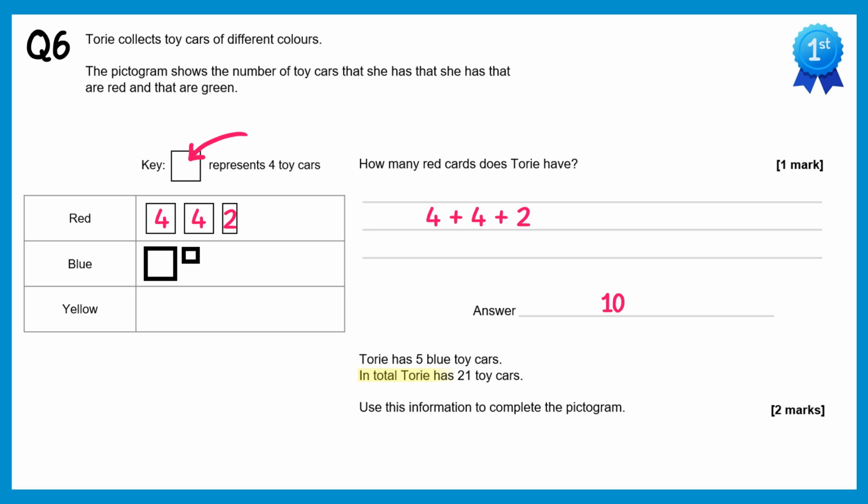Now we know that there are 21 cars in total, 10 of those were red, and 5 of them were blue. So if we do 21, take away the 10 red, take away the 5 blue, we end up with 6. So there must be 6 yellow cars. So if we draw 1 square, that's 4, and then we need half a square because we need 2 more to make 6. And that's your completed pictogram.